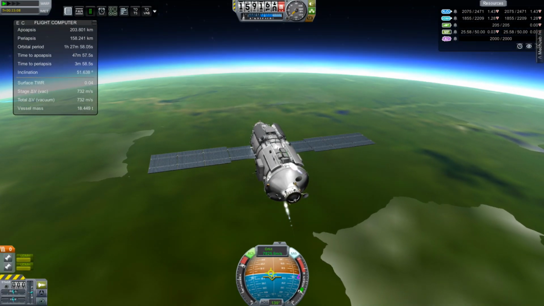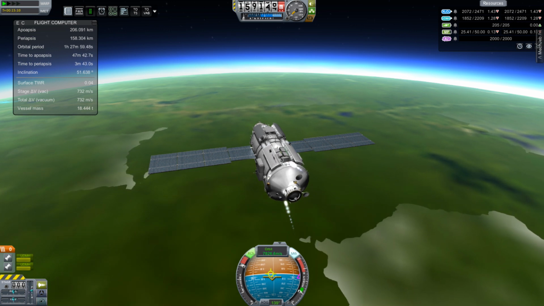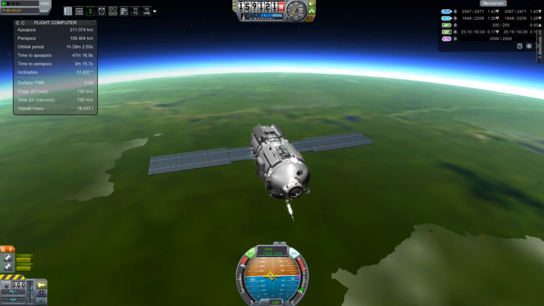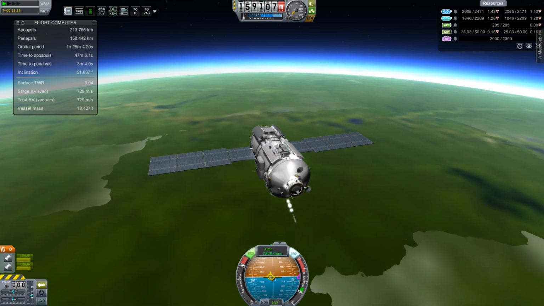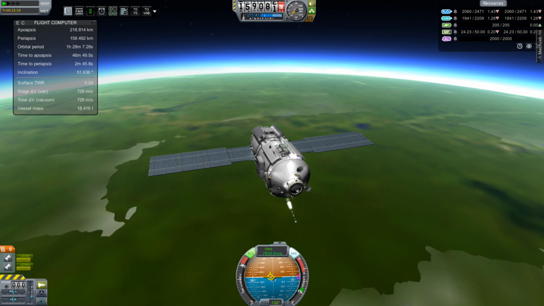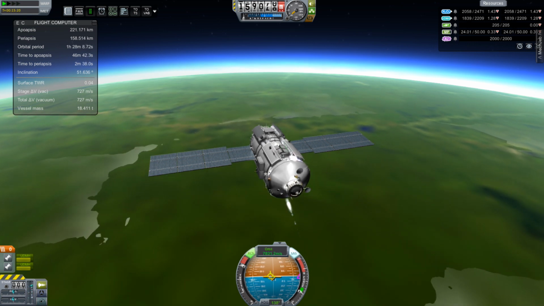You can see that we've actually got our apoapsis now pretty high up there. The periapsis has put us basically out of the atmosphere. Now it's just a matter of time. Any moment we'll actually have this up at the 400 kilometers that I'm trying to target.